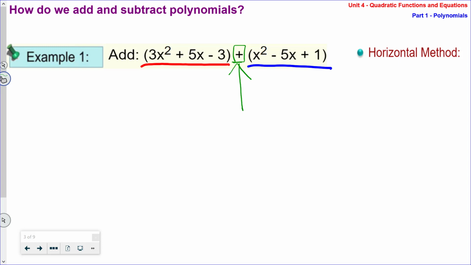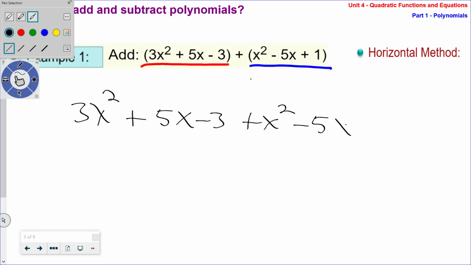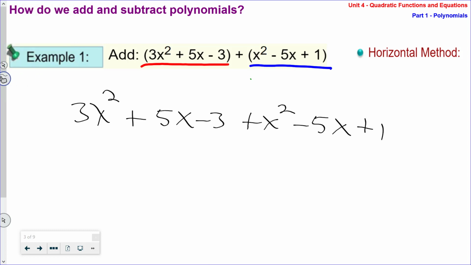if the operation in between is addition, the parentheses just fall away. You could just remove the parentheses. You don't have to do anything. Just remove the parentheses, and you could write all of these terms as one long expression with no parentheses. So we have 3x squared plus 5x minus 3 plus x squared minus 5x plus 1. Again, if the operation is addition, you could get rid of the parentheses and write everything in one long expression, no parentheses. So step number 1 is to remove the parentheses. If it's addition, the parentheses just fall away.